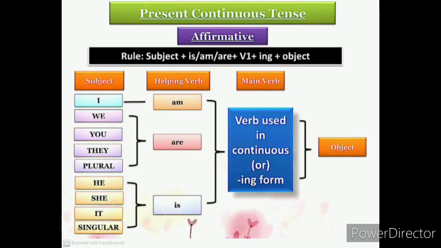This is present continuous tense, affirmative sentence. And the rule for affirmative sentence is subject plus is, am or are plus verb first form plus ing plus object. With subject I, we use am and then verb first form plus ing and then object. With subject we, you, they and plural, we use are and then verb first form, then ing and then object. With subject he, she, it and singular, we use is and then verb first form plus ing plus object.